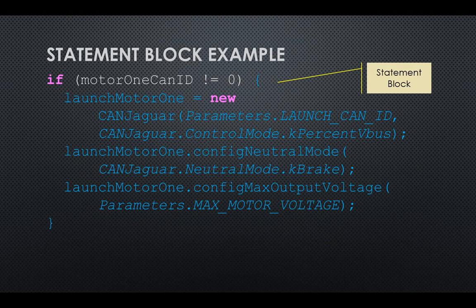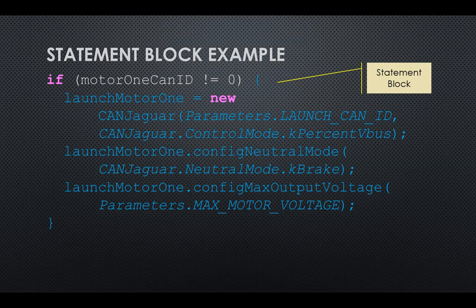So let's see an example of a Java statement block. I have another if statement. If motor1 can ID does not equal 0, the exclamation point is pronounced not in Java, so that's not equal to 0. We have one Java statement, but in this case our Java statement is a Java block. We delineate the start of the block with an open curly brace, and we delineate the close of the Java block with a closed curly brace. Everything inside this block is treated as one Java statement that's executed from beginning to end.